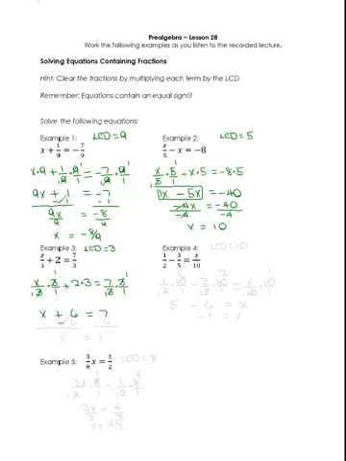Now, it's very easy to solve this problem. All I have to do is isolate the variable term by getting rid of that positive 6. X will then be equal to 1.